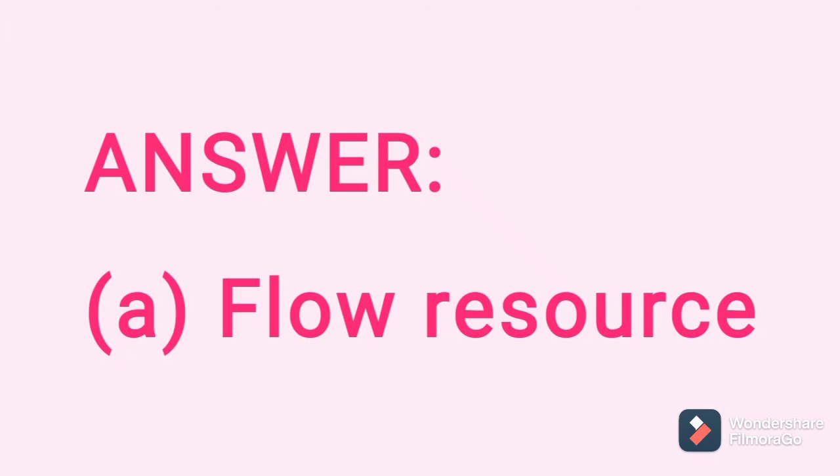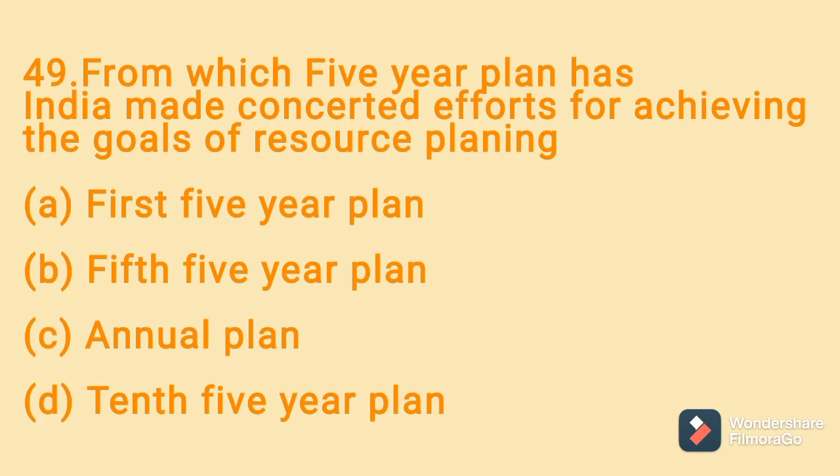And the answer is option A. Flow resource. 49th question. From which 5-year plan has India made concerted efforts for achieving the goals of resource planning? Option A. First 5-year plan. Option B. Fifth 5-year plan. Option C. Annual plans. Option D. 10th 5-year plan.